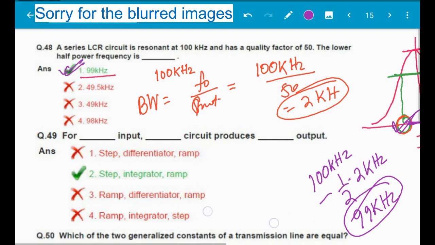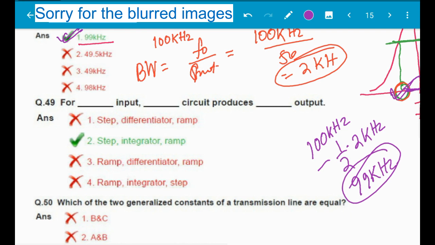So next question: for dash input, dash circuit produces dash output. We have to match only the options. So step differentiator ramp, this is not correct. Step integrator ramp, this is correct. Ramp differentiator, this is not correct, and this is also not correct.